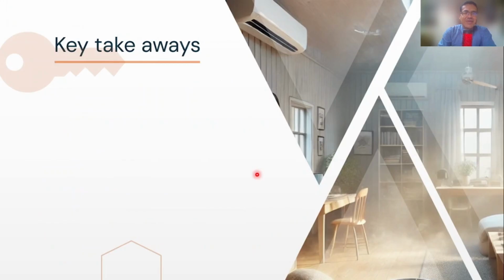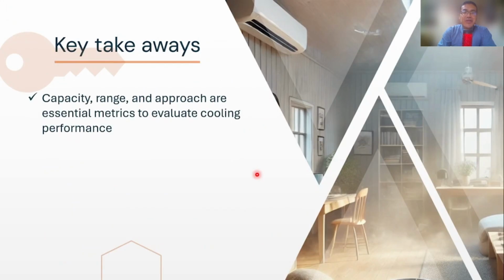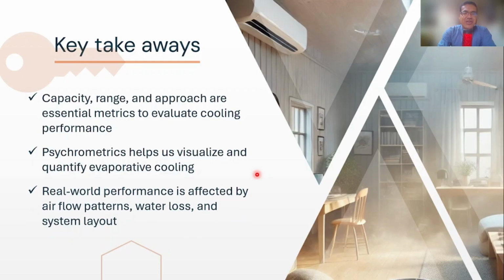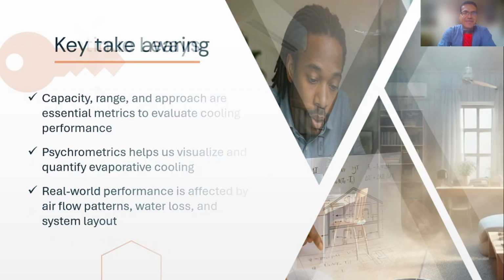Well, here are some key takeaways from this lesson. Performance metrics like capacity, range, and approach are foundational for evaluating and designing towers. Psychrometric charts give us a powerful way to understand the process of evaporation and heat exchange in air. And finally, operational realities from recirculation to water losses must be considered when designing or evaluating cooling towers in practice.